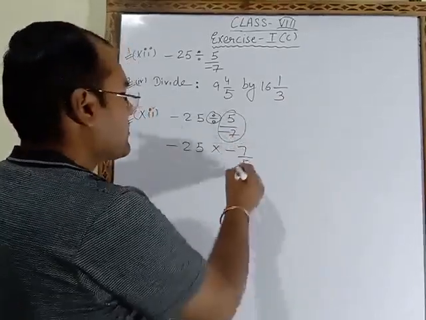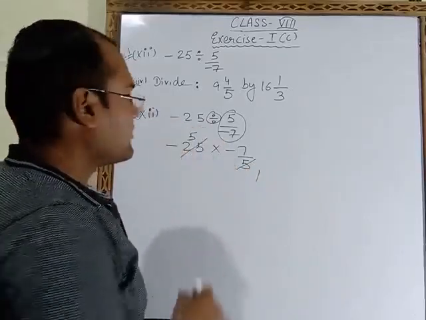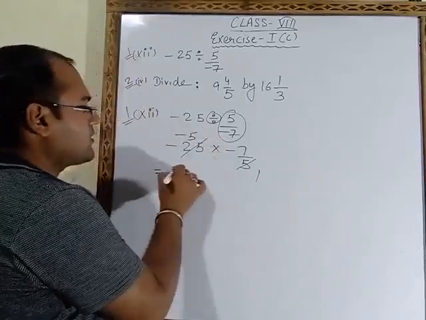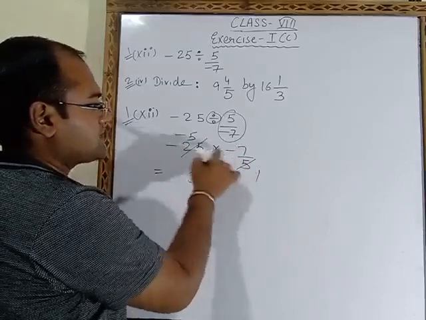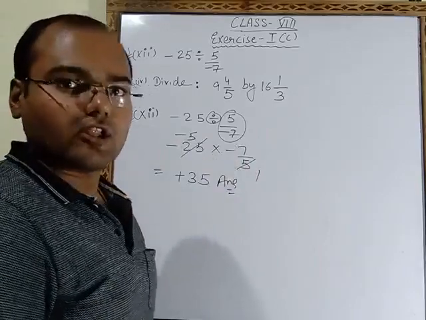Now 5 ones are 5, and this also we will cancel. 5 fives are 25. The sign is also there, so we will put a minus sign here. Now what you have to do? You have to multiply these two numbers. 7 fives are 35, and minus will become plus. So this is the answer of the first question, 12th part.